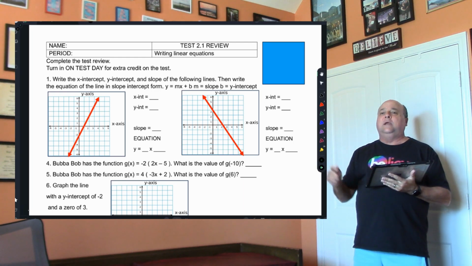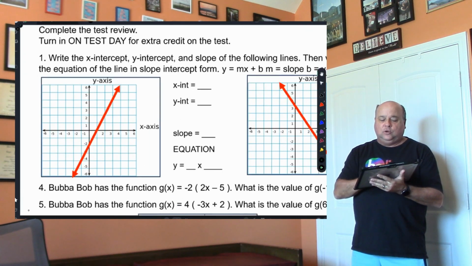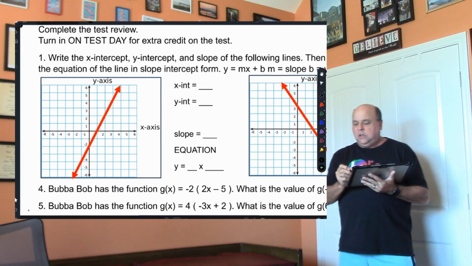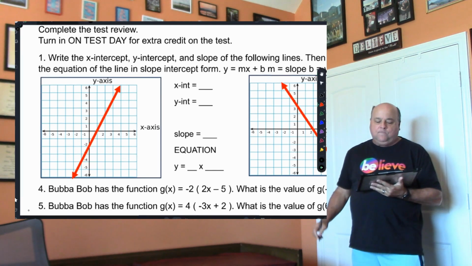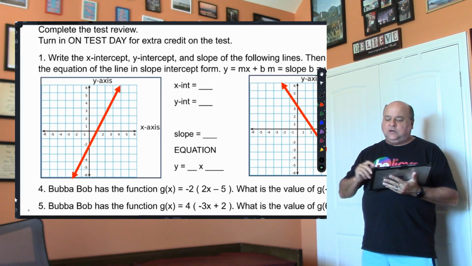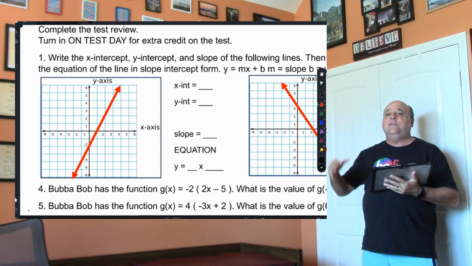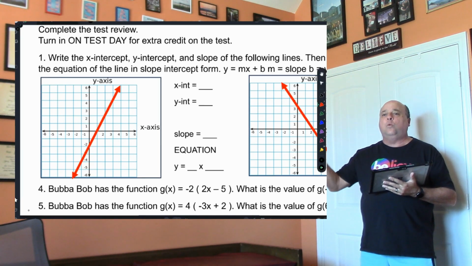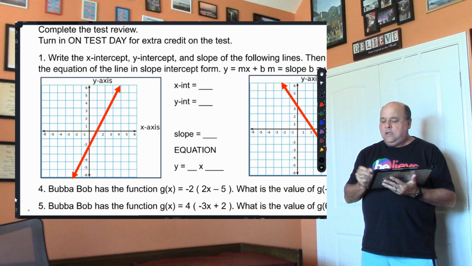So we're going to go through and graph the lines on number 1 and 2. So I'm going to zoom in, and we are going to do number 1. Write the x-intercept, the y-intercept, and slope of the following lines, and then we want the equation of the line, y equals mx plus b.